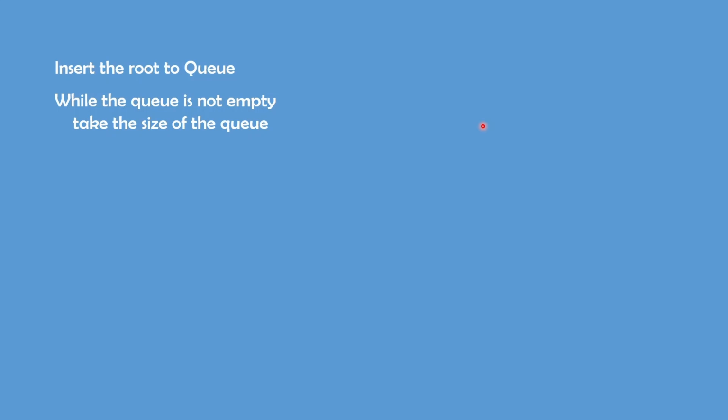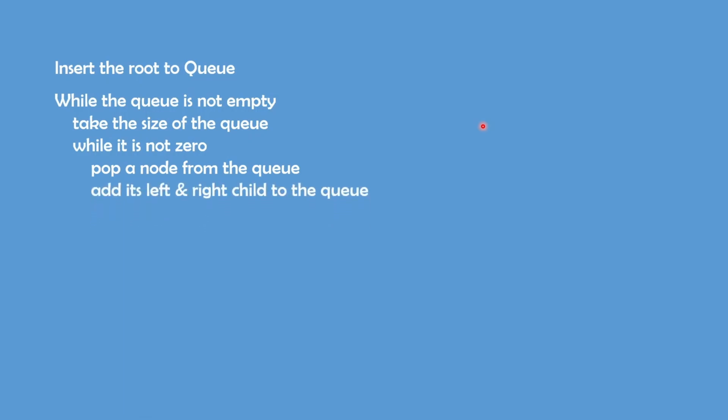That means we take the size of the queue to a variable, and until the variable is 0, we will do our task. Which tasks will we be doing? At first we will pop the node from the queue, and then we will add its left and right child. If they are not null, we'll be adding the left and right child to the queue, and the node we popped, we will be appending to our output, say an array or list, and we will be repeating it until this variable, that means the size of the current queue, is 0.